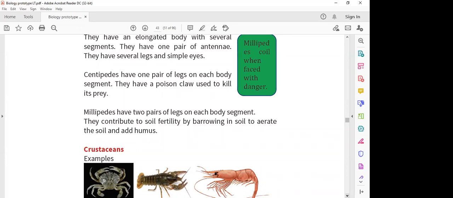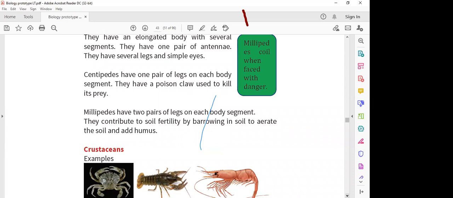It means that they contribute to the soil fertility. If they burrow into the soil, they create tunnels and aerate the soil. Air is a good component of fertile soil. So if they create tunnels within the soil, that means they allow good air circulation within the soil. They also mix up soil layers. That is very good, and they contribute.